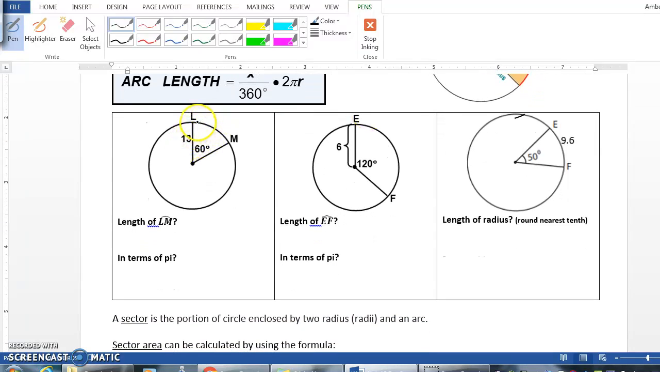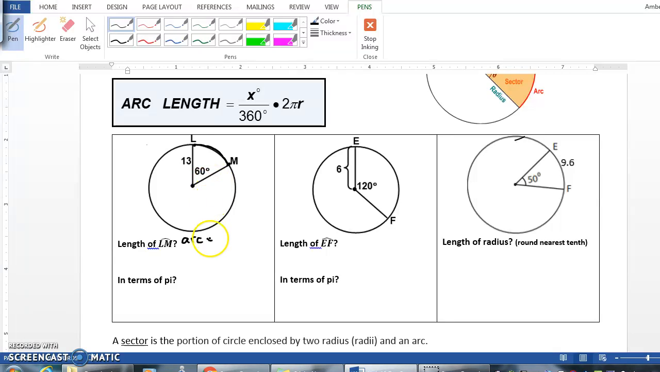So for this one, we need to find the length of LM. This is our arc. So our arc is going to be equal to x degrees, so 60 degrees, divided by 360 times 2 pi r, the radius. All you have to do is plug that in your calculator and you get the answer.